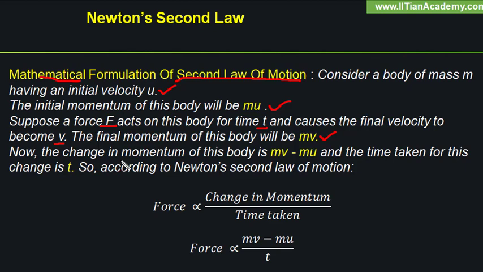Now, the change in momentum of this body is mv minus mu, and the time taken for this change is t. So, according to Newton's second law of motion, force is proportional to change in momentum by time taken, so force is proportional to (mv minus mu) by t.